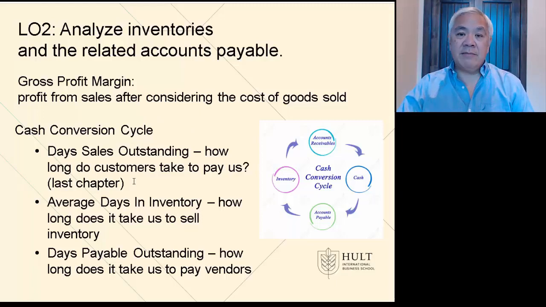The cash conversion, last time when we did Mod 5, we looked at revenue and receivables, so we covered days sales outstanding. That generally means how long does it take us to collect from our customer. The next is we're looking at average days in inventory. How long does it take to sell inventory? And finally, days payable outstanding is how long do we wait to pay our vendors.